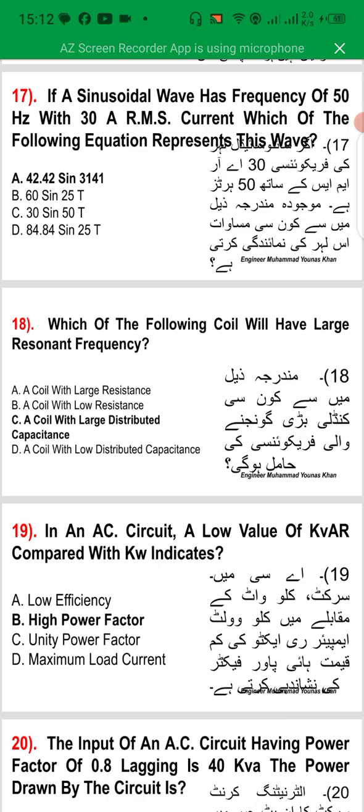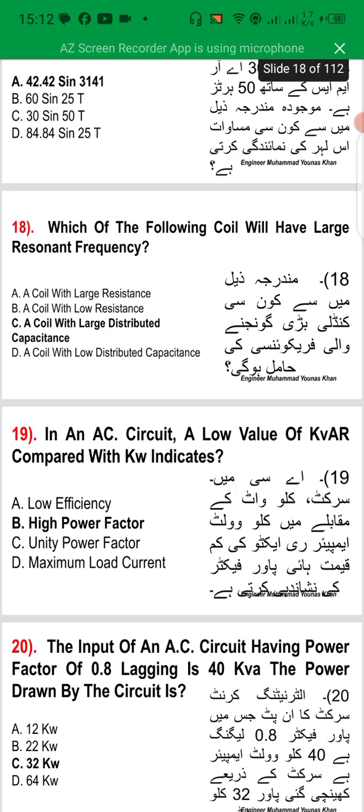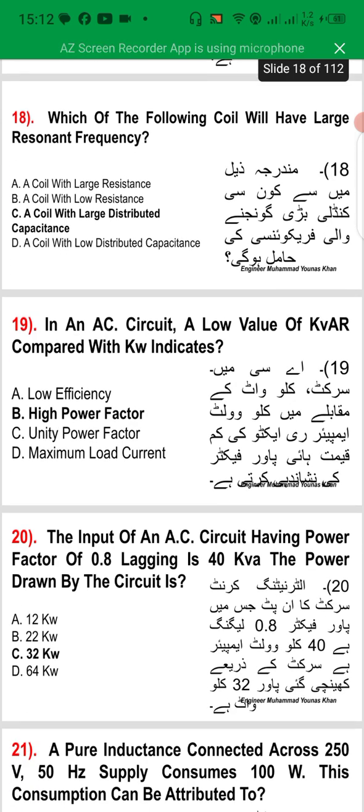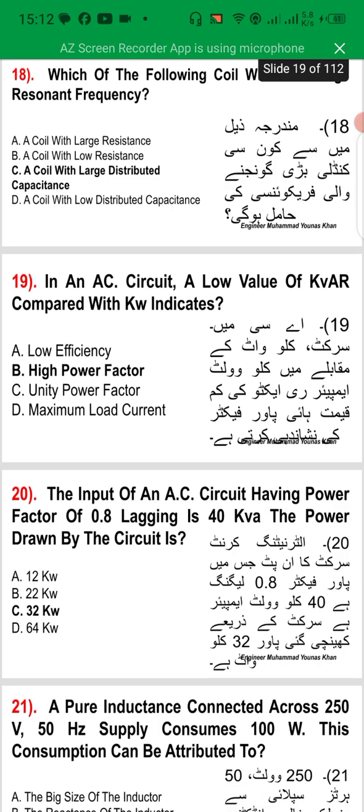If a sinusoidal wave has frequency of 50 Hz with 30 A RMS current, which of the following equations represents this wave? 42 sin 314t. Which of the following coils will have large resonant frequency? A coil with large distributed capacitance.